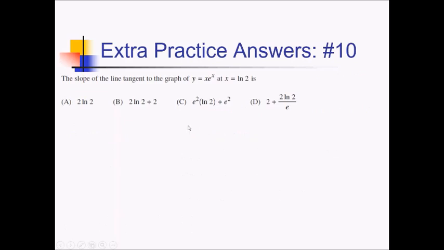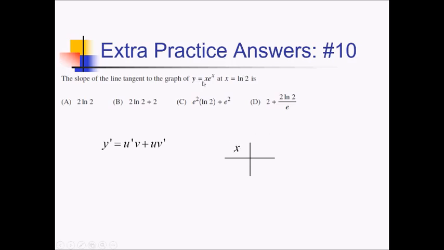For this problem, I'm trying to find the slope of the line tangent to x times e to the x at x equals ln of 2. We'll start by taking the derivative of this, and then we'll just basically plug ln of 2 into it. So I need the product rule to take this derivative, u prime v plus u v prime. Let me set up my box and ribbon to help with that.